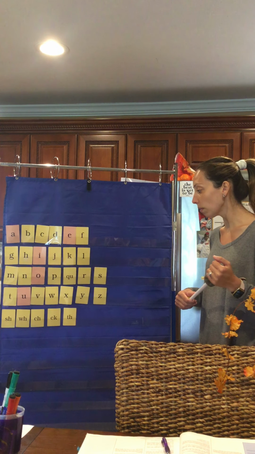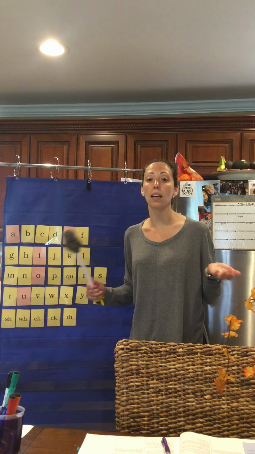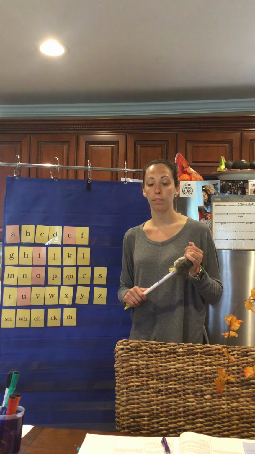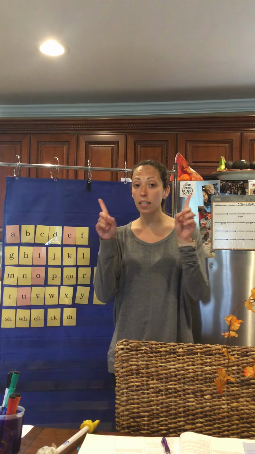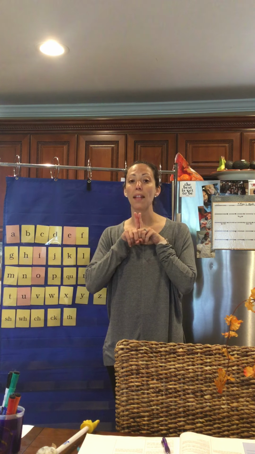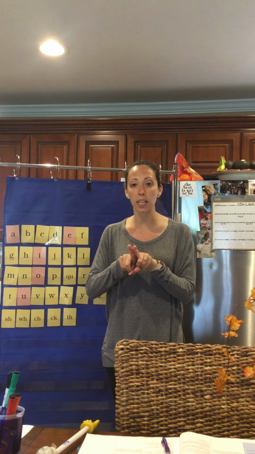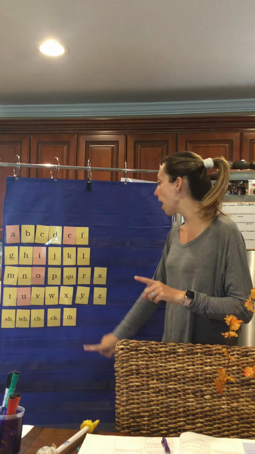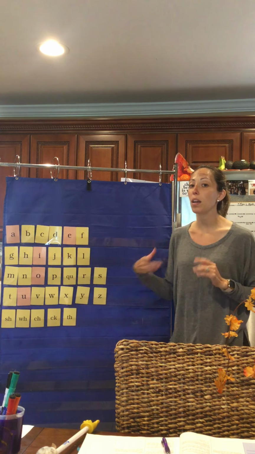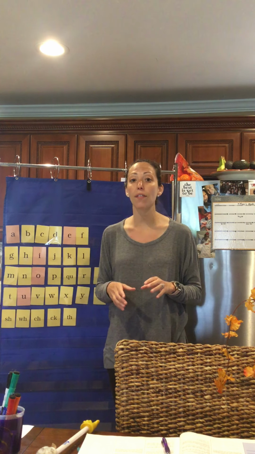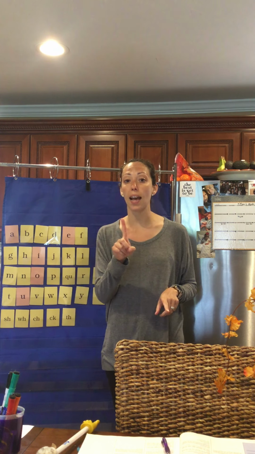Excellent job. Now, what is special about a digraph? What is a digraph? Excellent. A digraph is two consonants that are put together and they make one sound. So in a digraph, you will never ever see a vowel. That is why QU is not considered a digraph, because the U is a vowel. So again, a digraph is two consonants that are put together that make one sound.